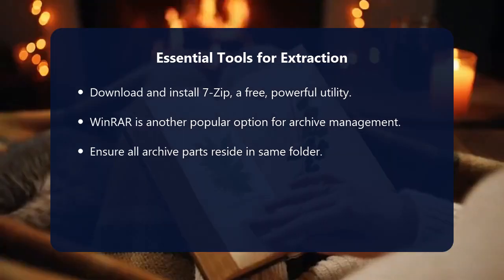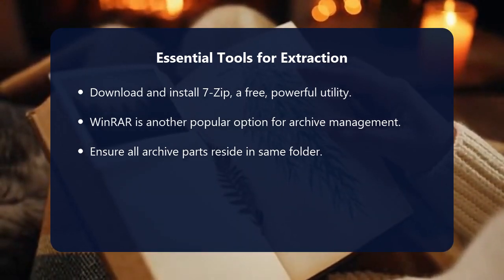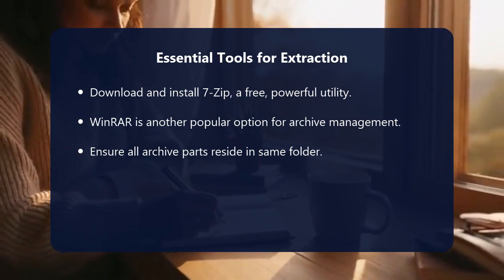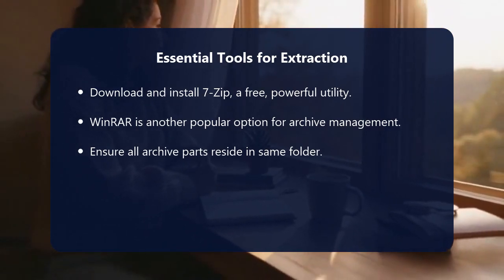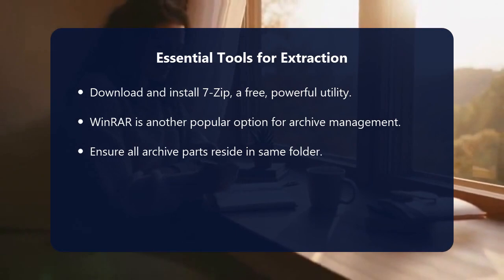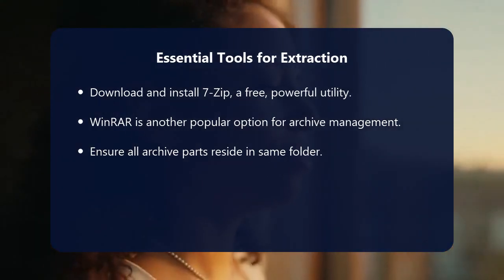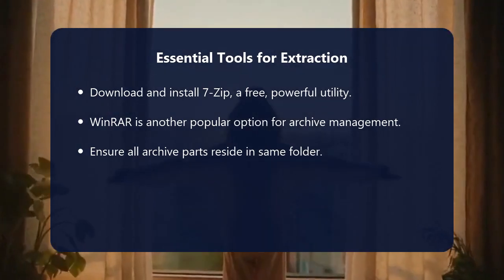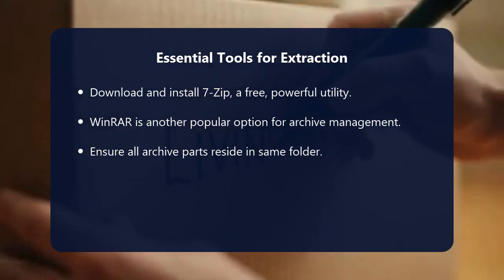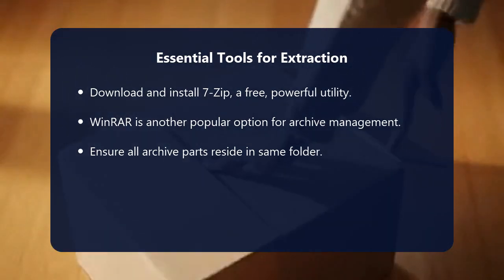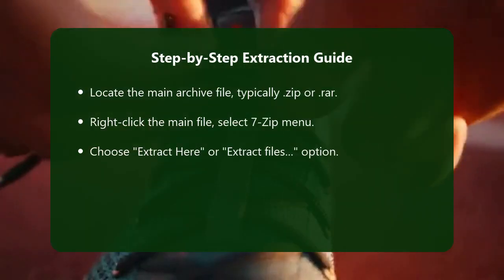Once you've confirmed all parts are present in a single directory, you'll need a robust file compression and decompression tool. While WinRAR is a popular choice, 7-zip is an excellent, free, and open-source alternative that handles a vast array of archive formats, including multi-volume RAR and zip archives like those involving Z01 files. To get 7-zip, simply open your web browser, search for 7-zip download, and navigate to the official 7-zip website. Download the appropriate version for your Windows 10 system, usually the 64-bit x64 version, and follow the straightforward installation prompts.